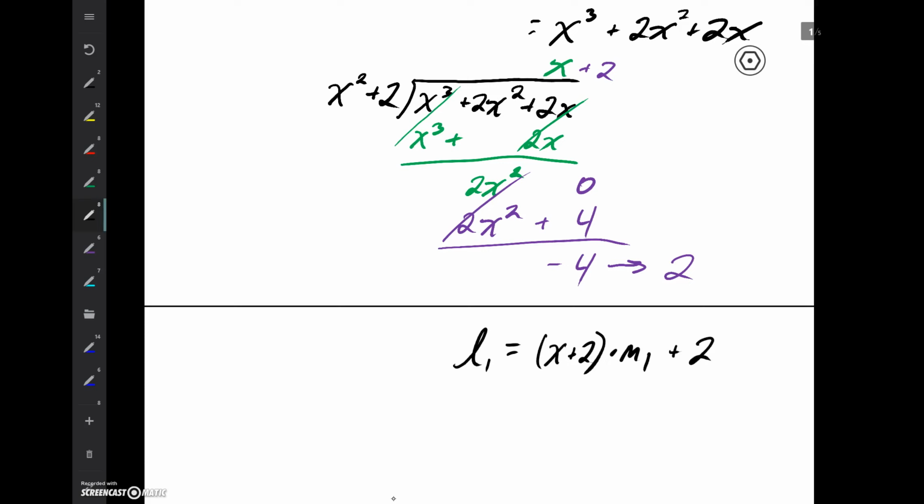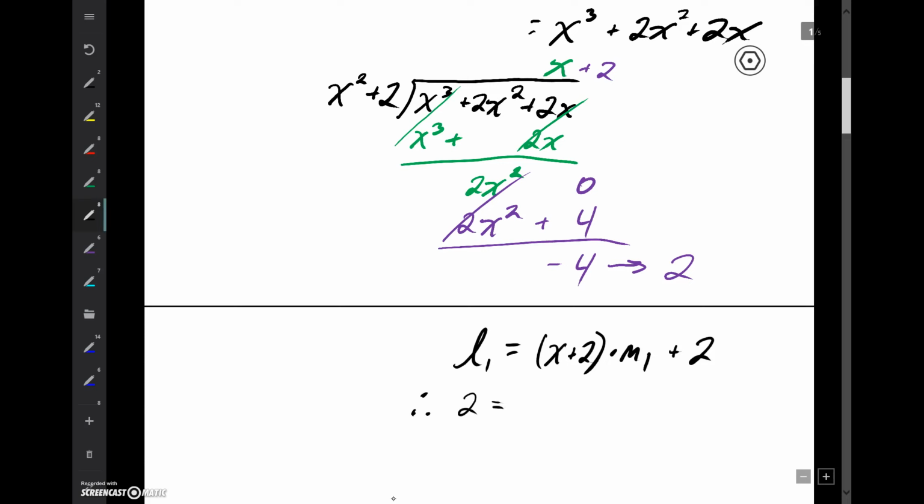Using this, we want to solve for the constant term. If this is true, then if we solve for 2, we end up with 2 equals L1 minus x plus 2 times m1.